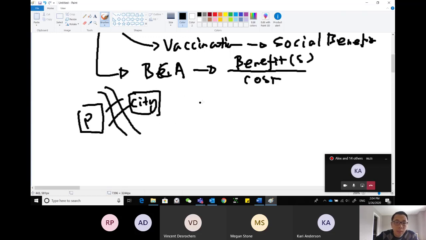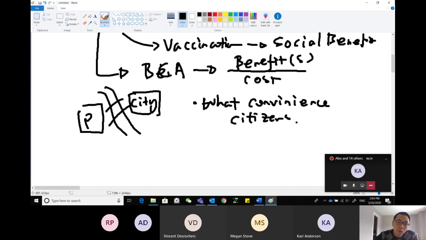So the social benefit is what convenience it can bring to the citizens to enjoy more of the park. In other words, how many more visits it can generate for the park. That is considered a social benefit.